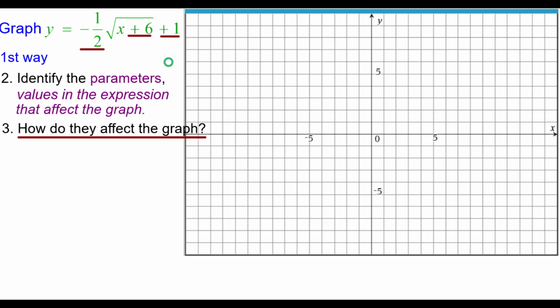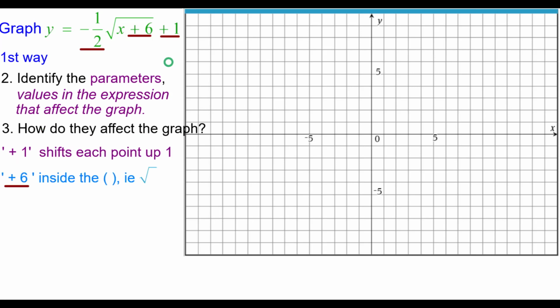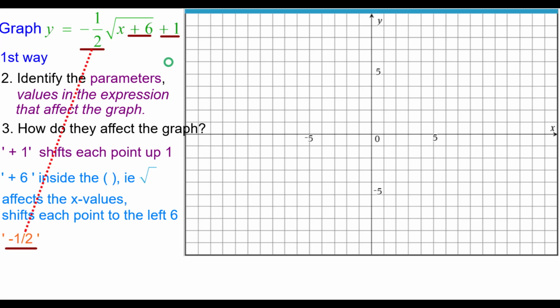How do they affect the graph? Plus 1 shifts each point up 1, so it affects the y values. That plus 6 is inside the parentheses, inside the radical, so that affects the x values and shifts each point to the left 6 units. And the negative 1/2 multiplies each y value by negative 1/2. So it takes half, but also takes the opposite.